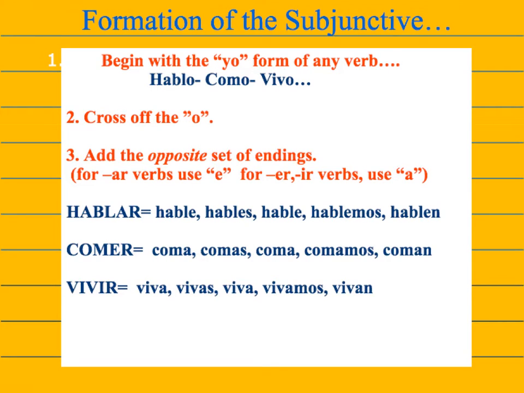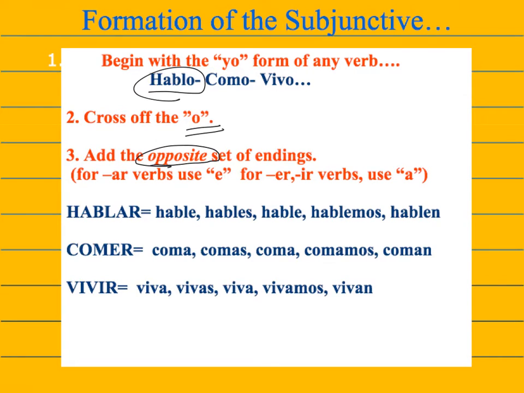Formation of the subjunctive, the spelling, in other words, of those verb forms that look almost like they're spelled with the wrong endings, are based on the yo form of any given verb. So you start with, for instance, hablo, cross off the o, so we're finding a stem, but it's not the stem from the infinitive. To that stem, you're going to add what look like the opposite vowel endings. So for the AR verbs, you're going to be using E's. For the ER and IR verbs, you will find A's.